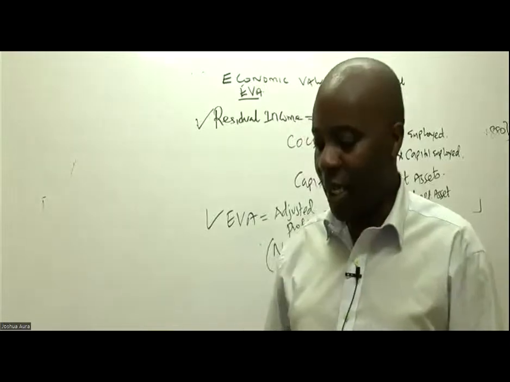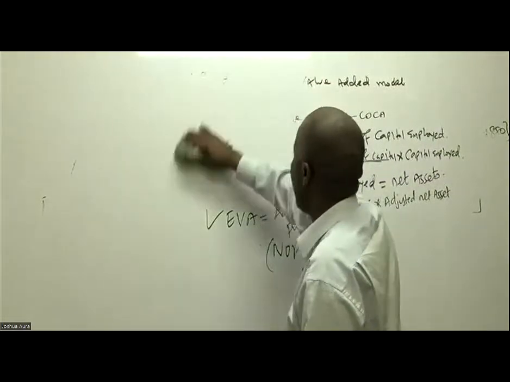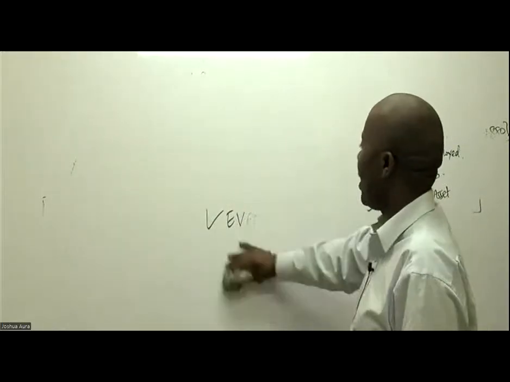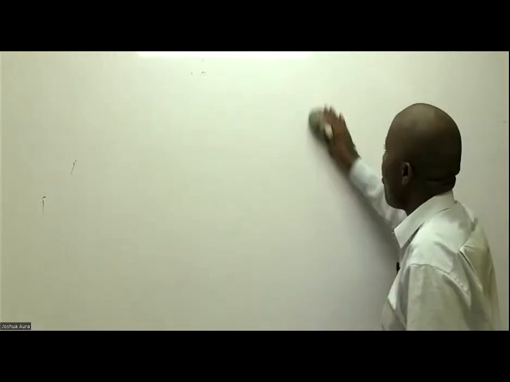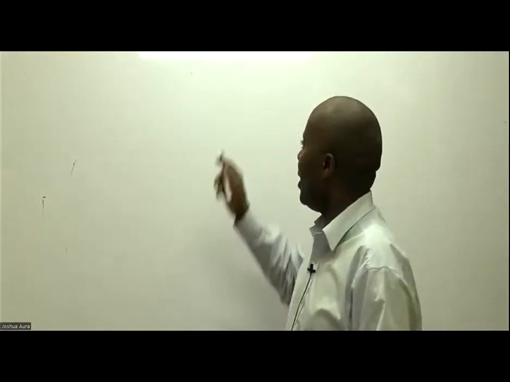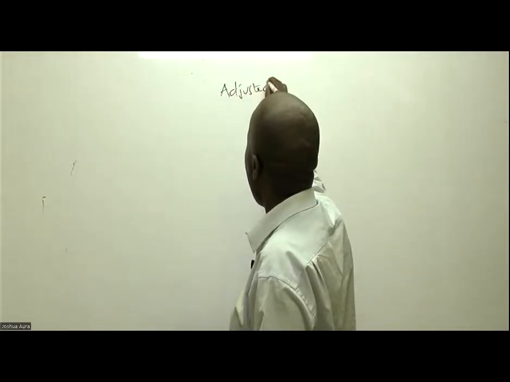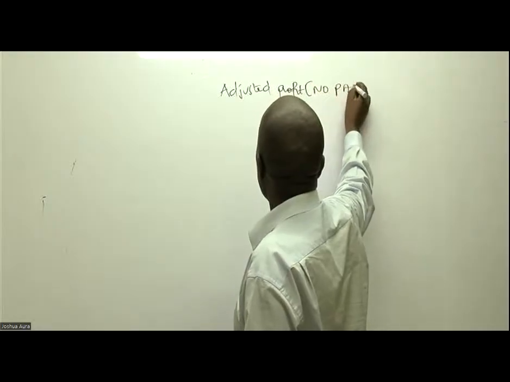The key thing here is for us to get the adjusted profit. Let's get the adjusted profit. So how do we get adjusted profit? To get adjusted profit, remember that this adjusted profit is what we are calling the famous NOPAT.